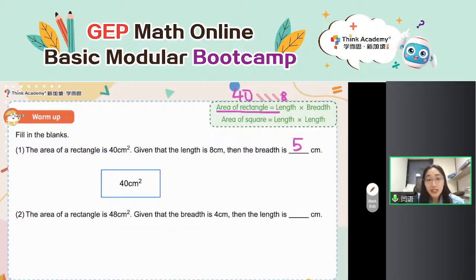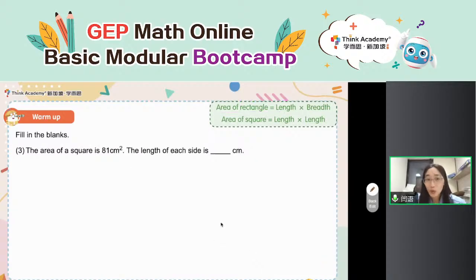Now, if I tell you the area of a rectangle is 48 centimeters square, given that the breadth is 4 centimeters, then the length is, what is it? Wow, so fast. Correct. So again, it should be 48 divided by 4, that is 12. So for the second one, that is 12 centimeters. Easy, right? Okay, this is just for the rectangle. And next one, what about the square?